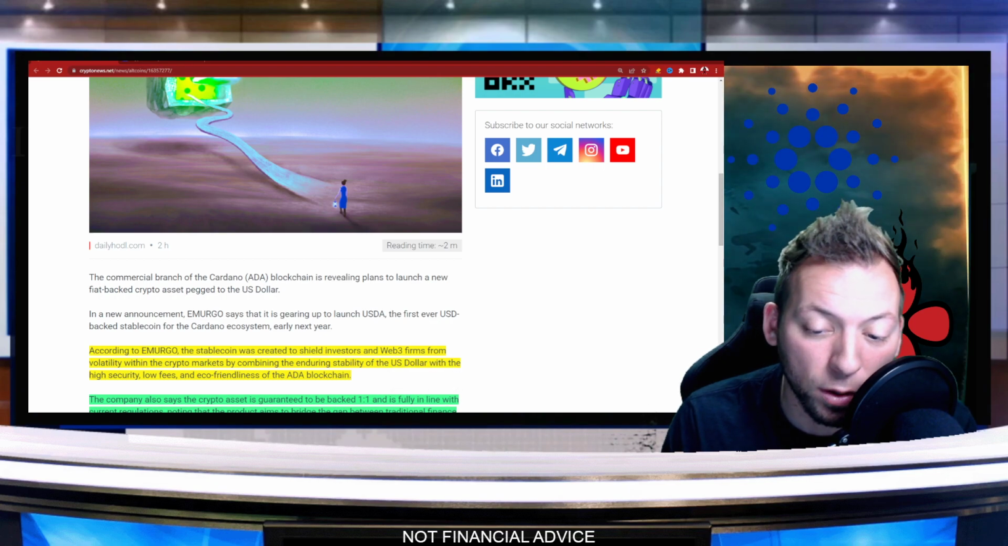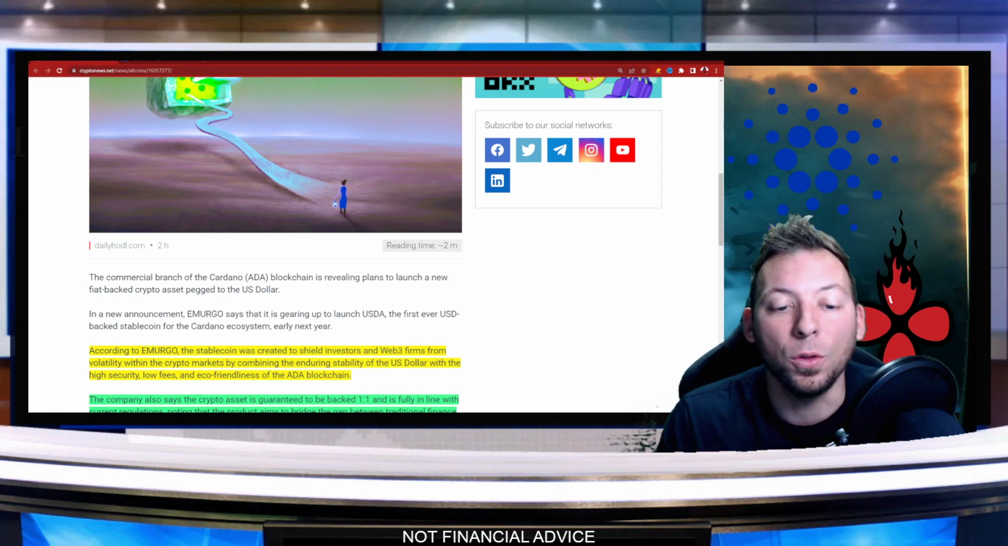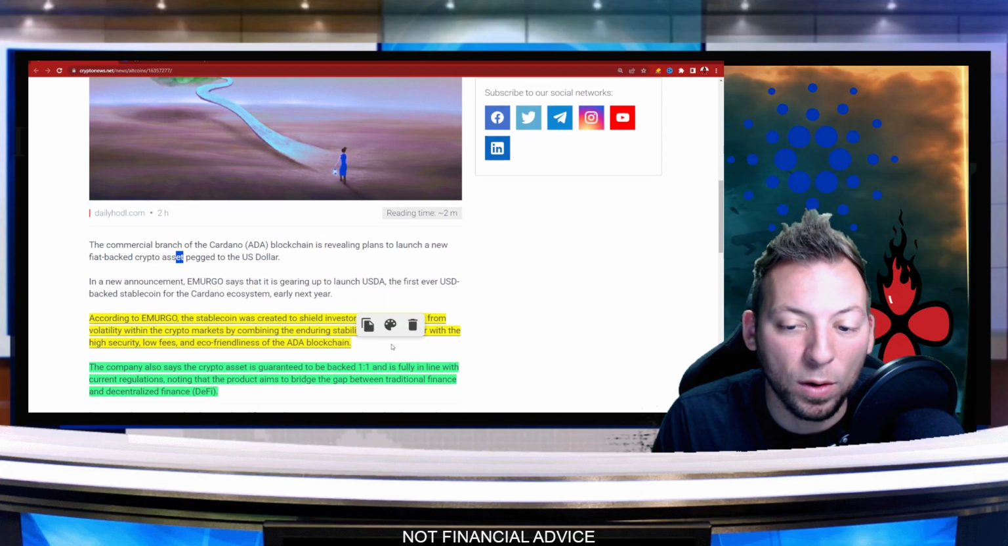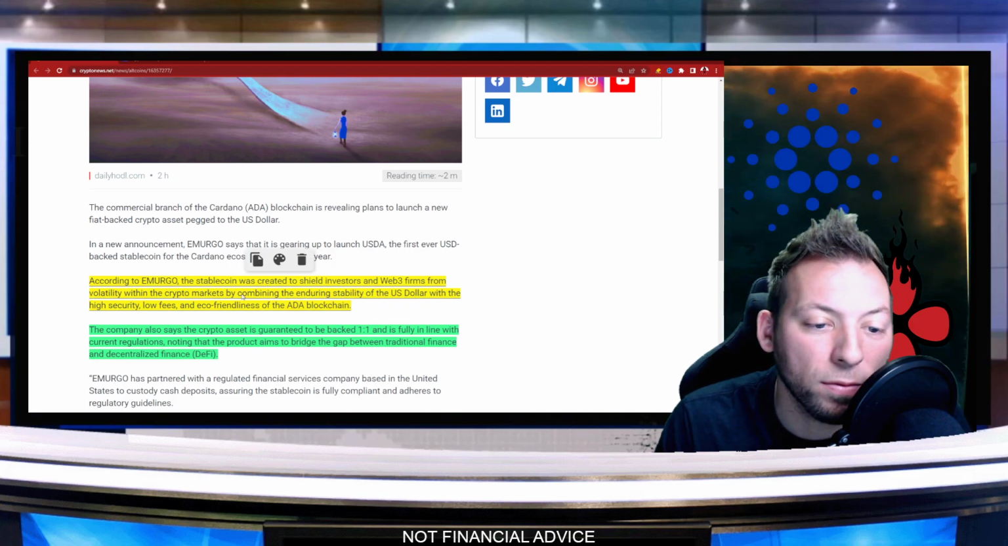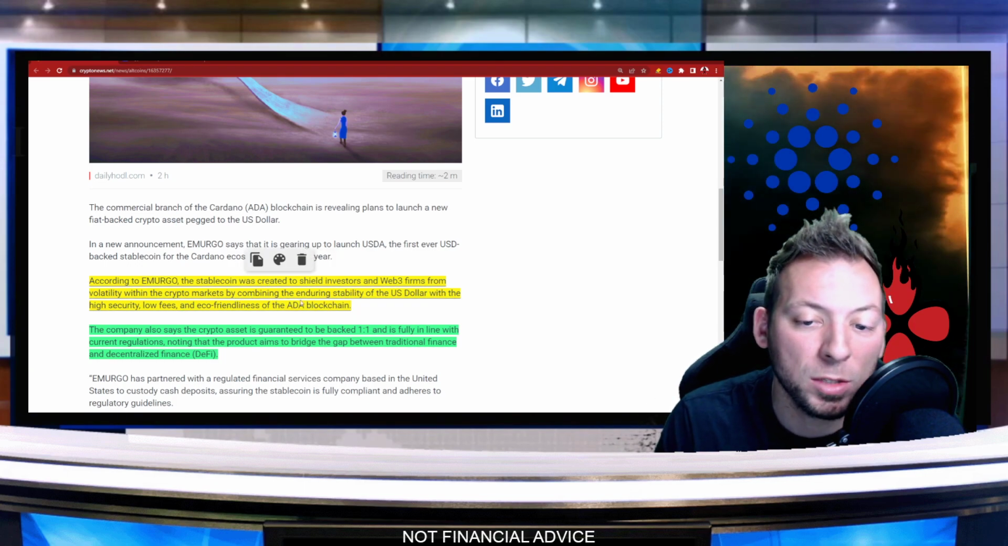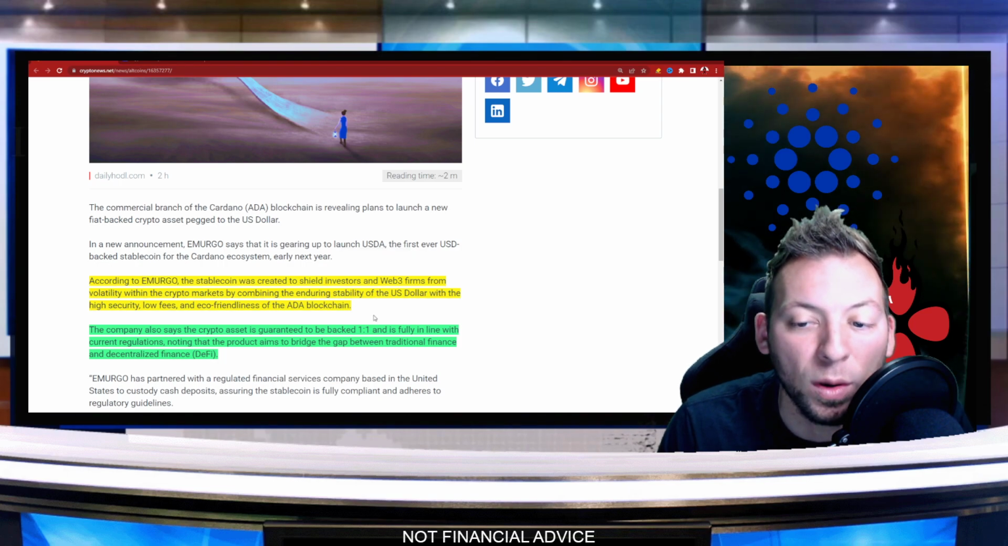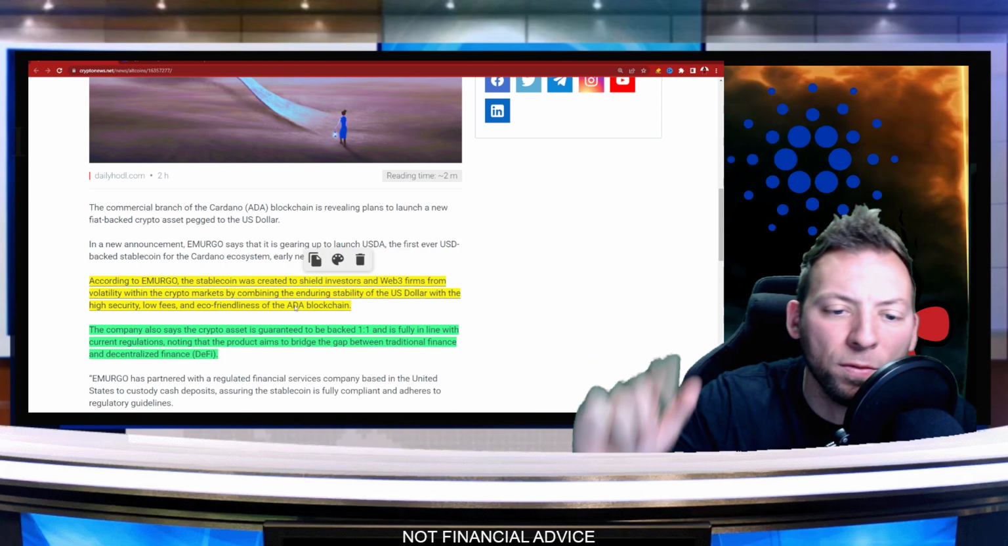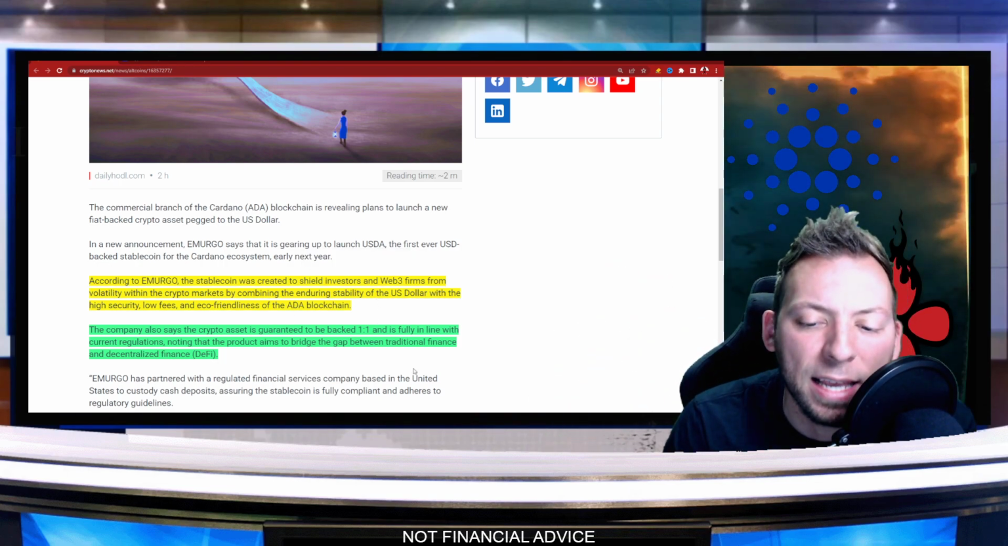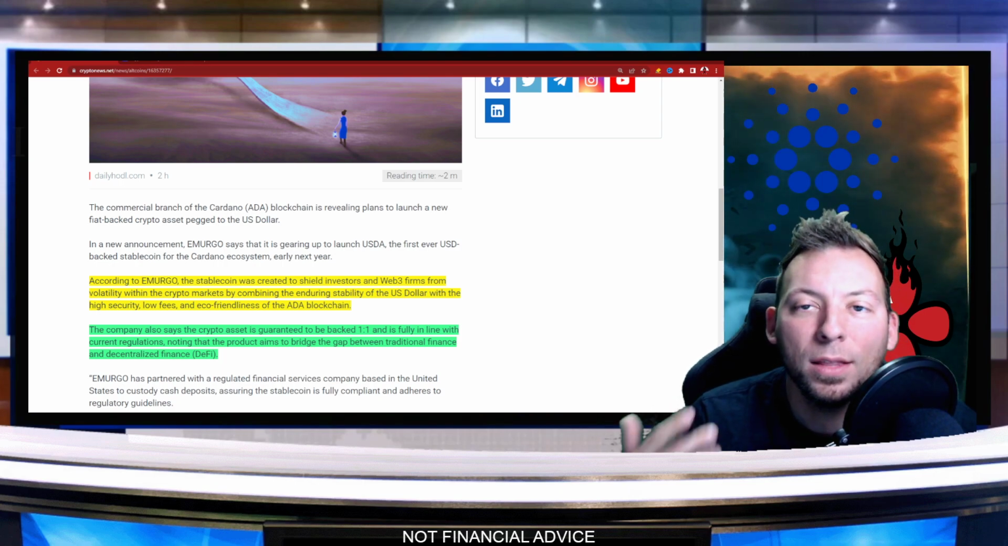So it's not an algorithmic stablecoin, guys. This is important because it was created to shield investors from Web3 firms from the volatility within crypto markets by combining the enduring stability of the US dollar with the high security, low fees, and eco-friendliness of the ADA blockchain. This is big, guys, right?